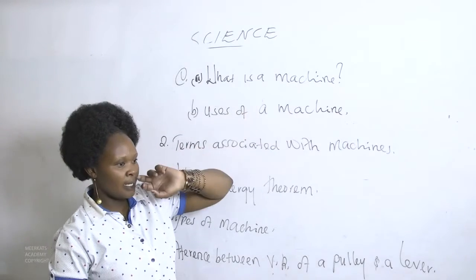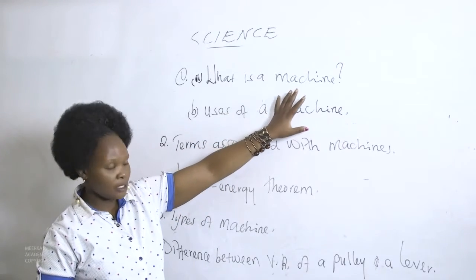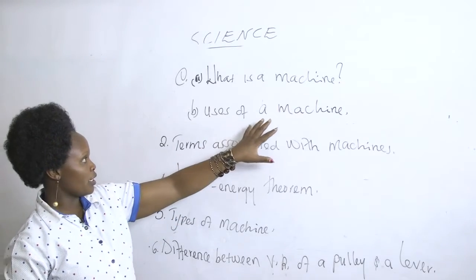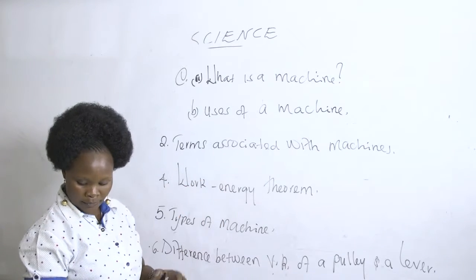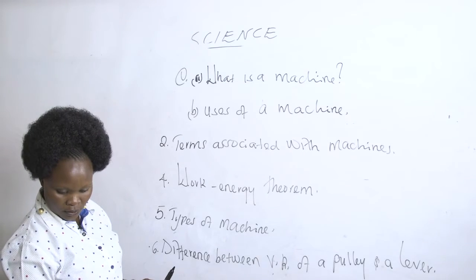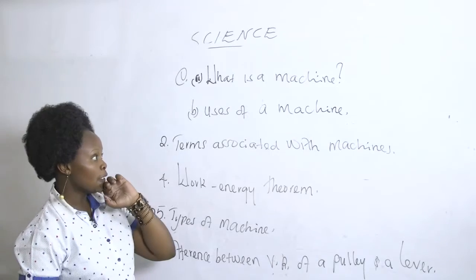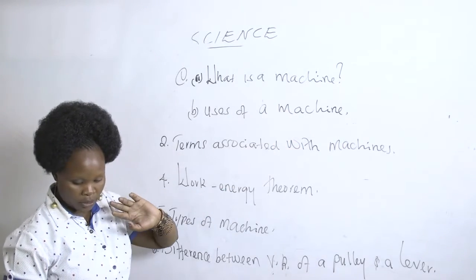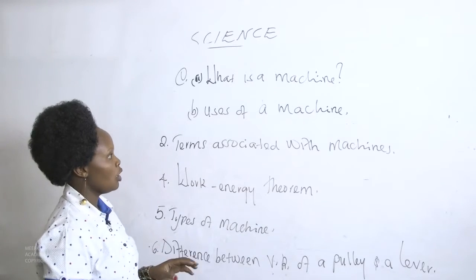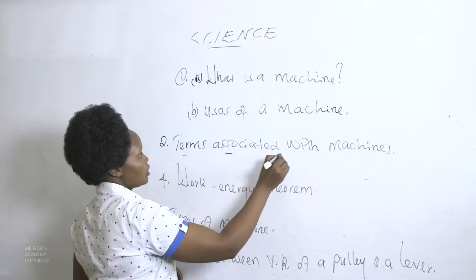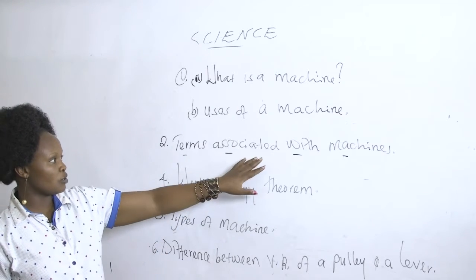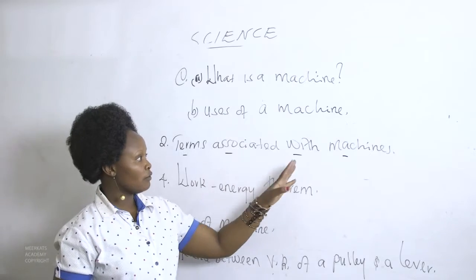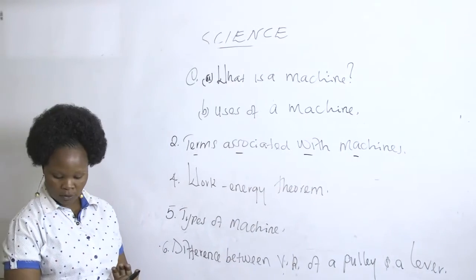We said that a machine is a device that is used to make work easy. We went through the uses of a machine, but just to recap, it is used to multiply the magnitude of force. You could also use a machine to lift a big load using little effort. You could use a machine to increase the rate of work and to change the direction of force. We looked at terms associated with machines, about 10: the load, effort, effort distance, mechanical advantage, efficiency, fulcrum, and even velocity ratio.